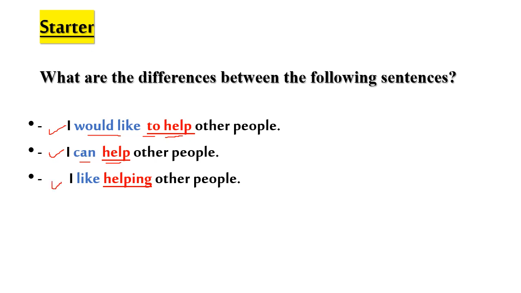Let's move to example 3. Example 3 is going to be the focus of our lesson today. Let's focus on it, please. I like helping other people. The main verb here is like. What comes after like is the base form of the verb plus ing, helping. What do we call this combination? Well, I hope you would understand this by the end of this lesson.